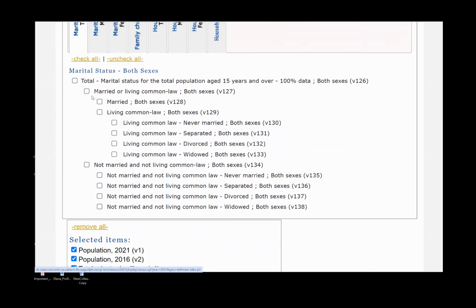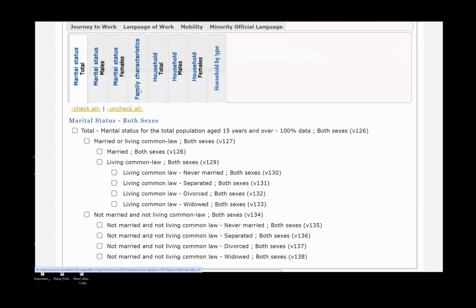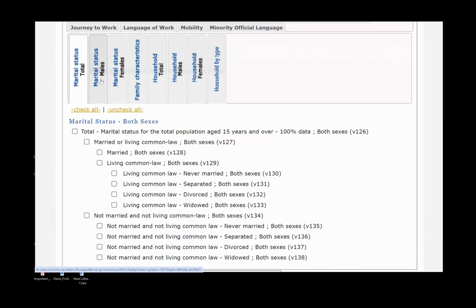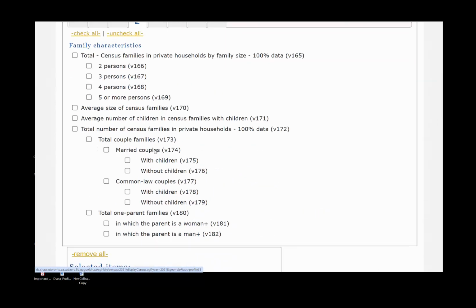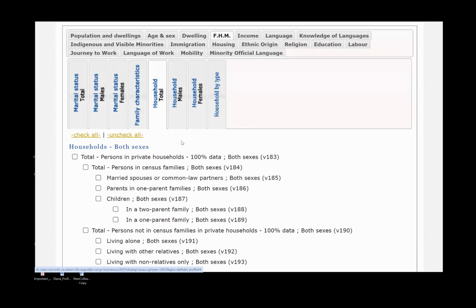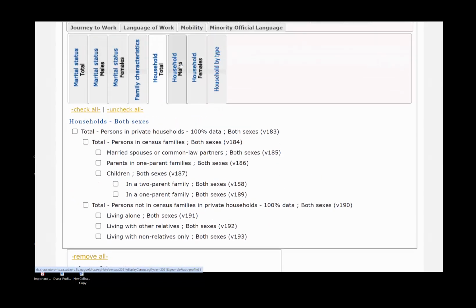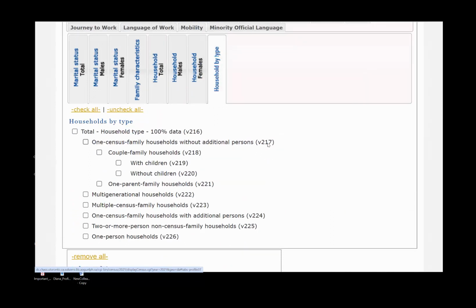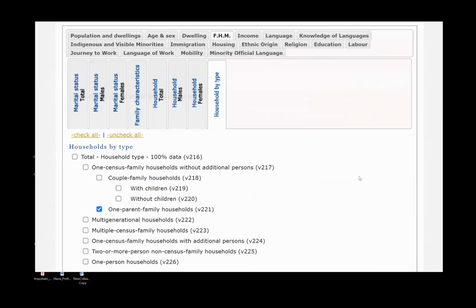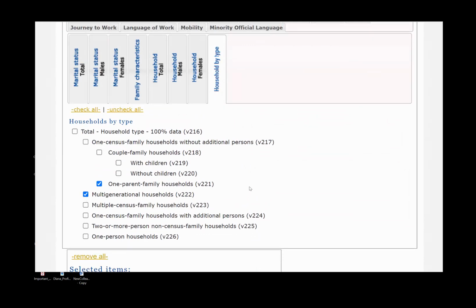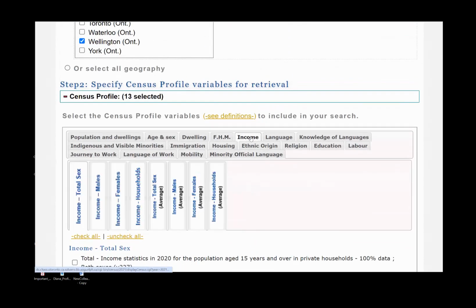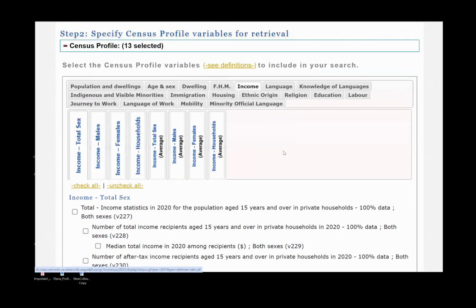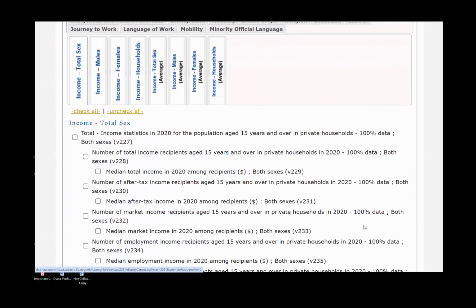You can take a look at the marital status by total or by gender. You can look at family characteristics or household characteristics, or by gender or household by type, with or without children. Suppose I'm interested in one-parent family household only, or even multi-generational households. Income is a very interesting set of variables. Look at the total for both genders.